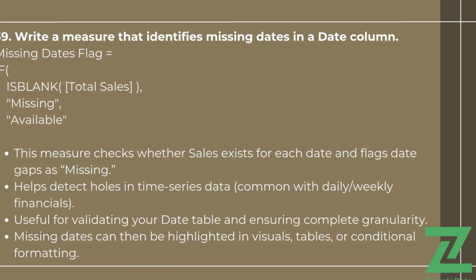Missing dates can then be highlighted in visuals, tables, or with conditional formatting to make gaps easy to spot. For example, writing Missing Dates Flag = IF(ISBLANK(Total Sales), "Missing", "Available") will flag each date as missing or available based on sales data.